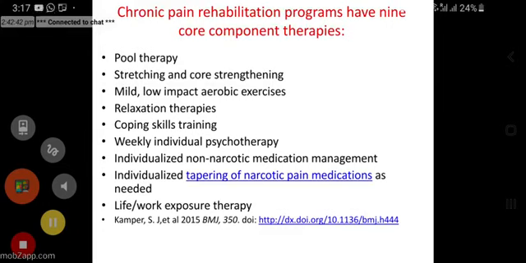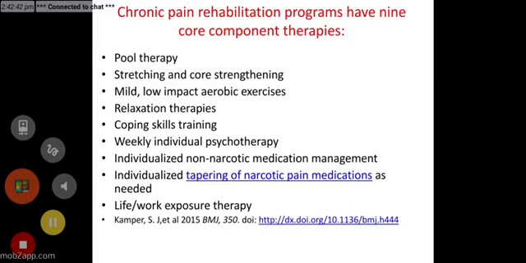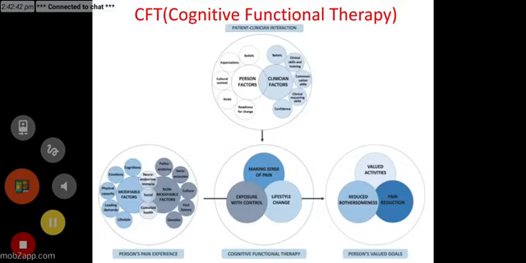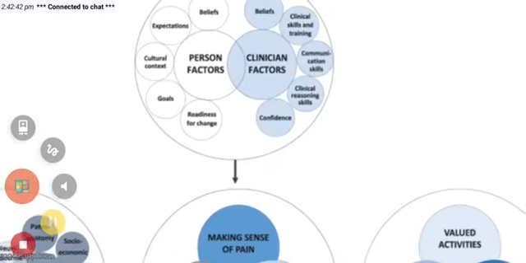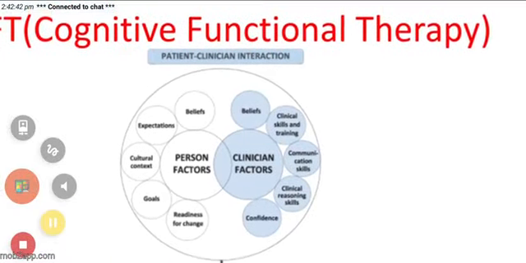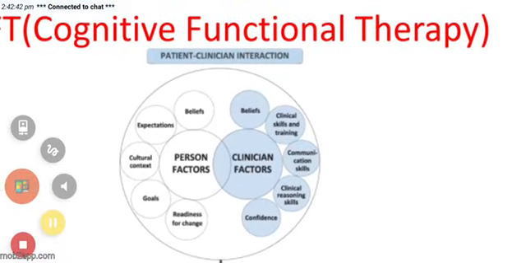So, this has been a very good, effective program, and it was a paper published in BJMA in 2015 by Campa. And there is also something called cognitive functional therapy. Now, this has personal factors and clinical factors. See, persons have beliefs, expectations, cultural context, goals, and readiness for change. These are all factors which can be modified.